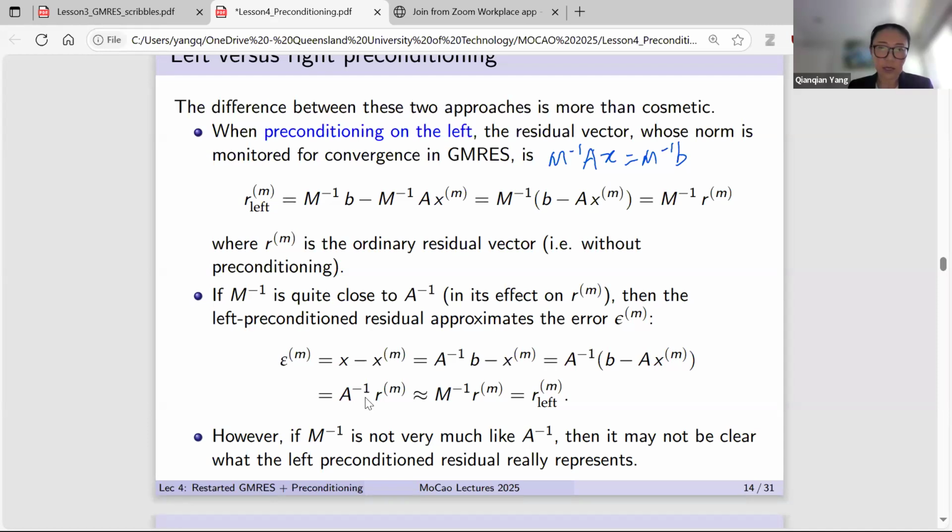This term is your Rm, so A inverse times Rm. If M inverse is very close to A inverse, then this is approximately M inverse times Rm, which is your preconditioned residual. But if M inverse is not very much like A inverse, then it's not very clear what this left preconditioned residual really represents. But it is the residual that is being monitored in GMRES in the MATLAB function. So it's monitoring the relative residual of this preconditioned system.